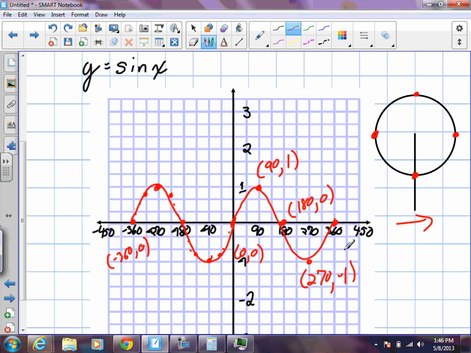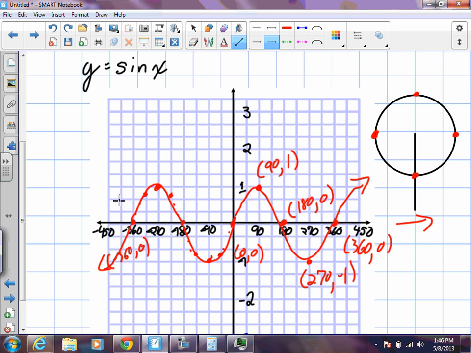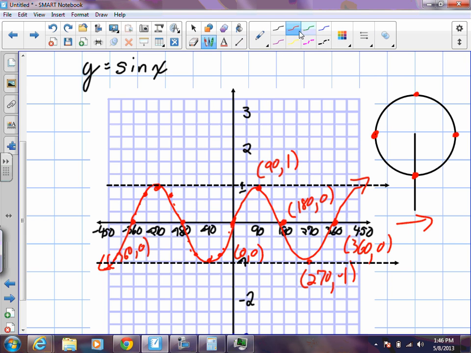Where do we think 450 is going to be? It's going to be back up to 1, and negative 450? Negative 1. Okay? So these functions continue on forever. This is a sine wave function. Now there's many parts of this function that are very important. Let's talk about the highest points and the lowest point. So, what's the y value of our highest point here? 1. This is known as a peak, or maybe also known as a maximum. What's the lowest value?